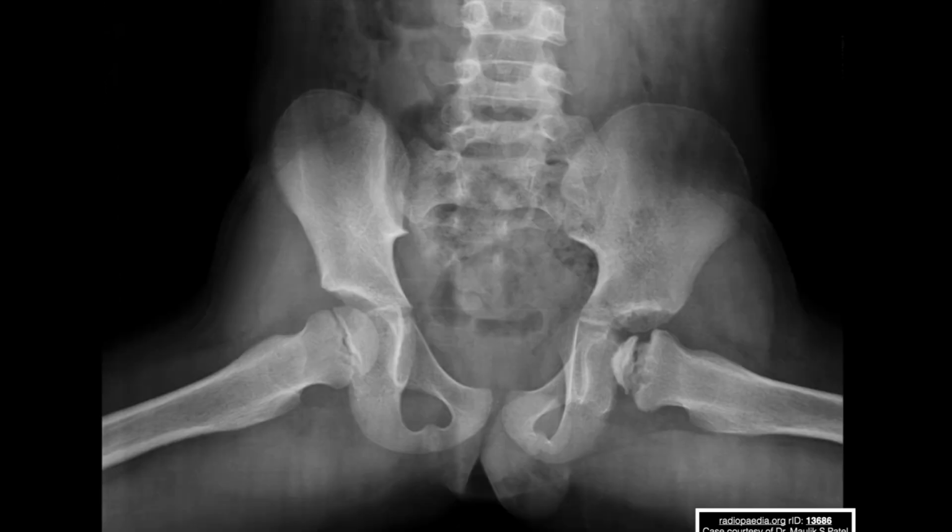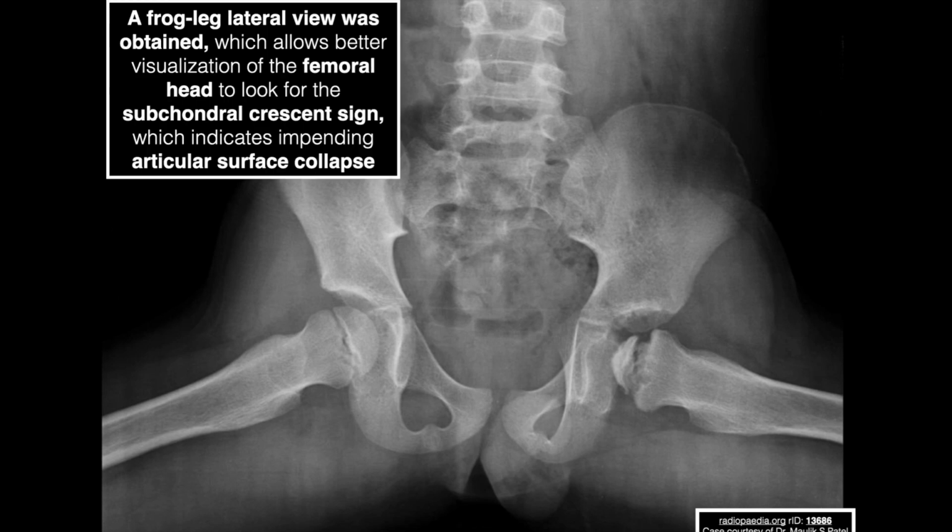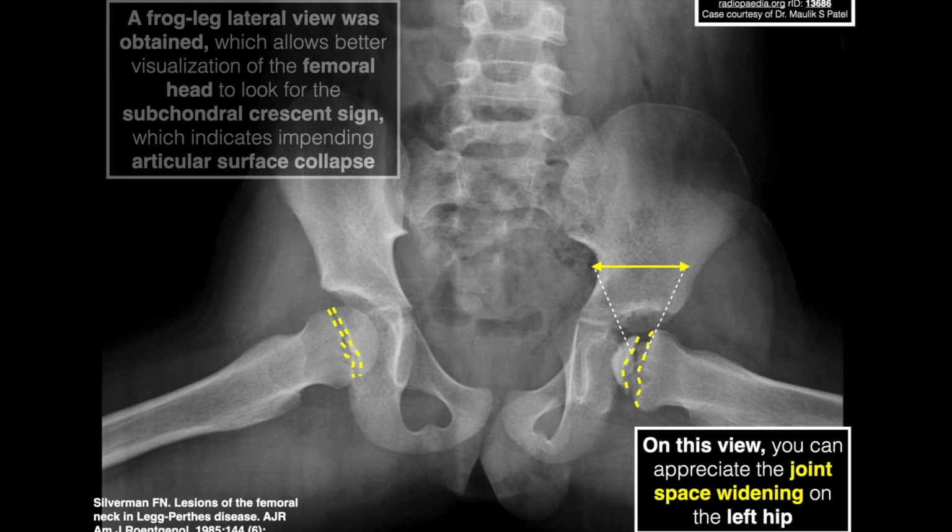This is a frog leg lateral view which allows better visualization of the femoral head to look for the subchondral crescent sign, which indicates impending articular surface collapse. On this view, you can appreciate the joint space widening of the left hip.